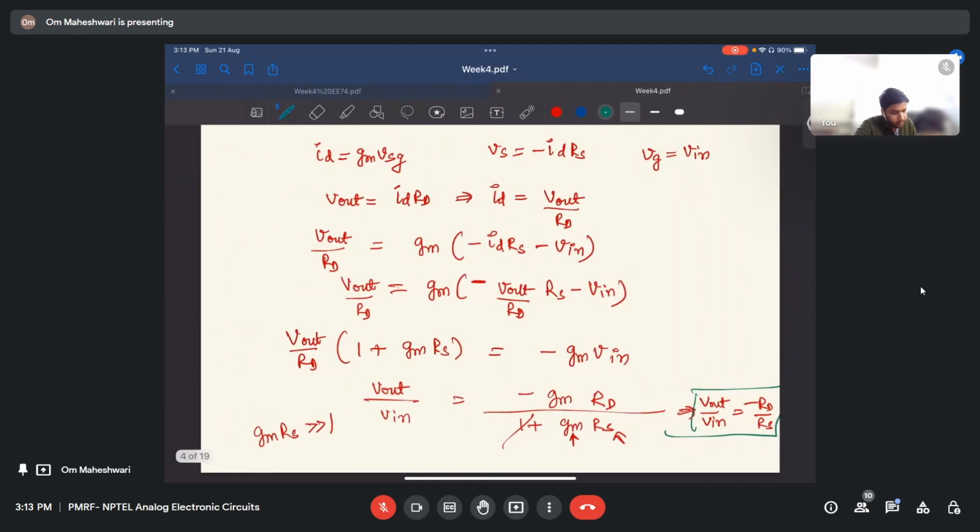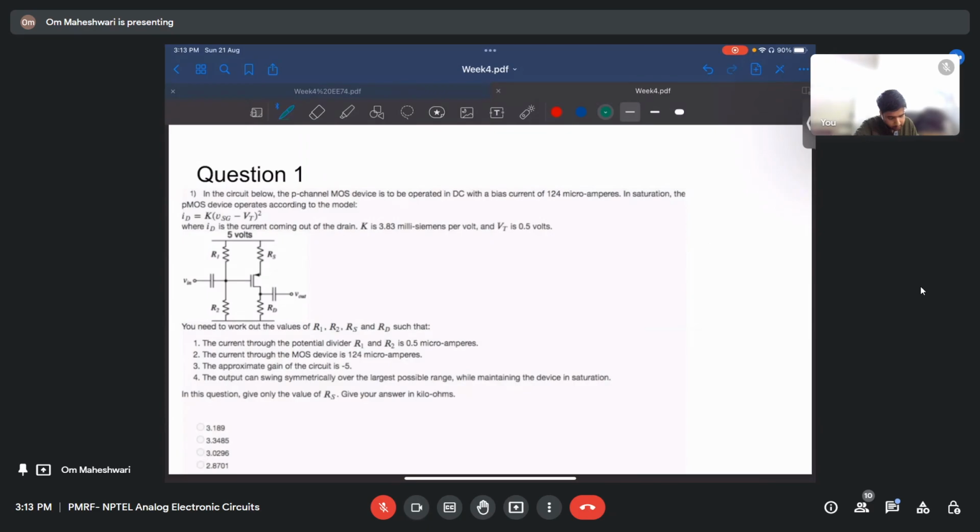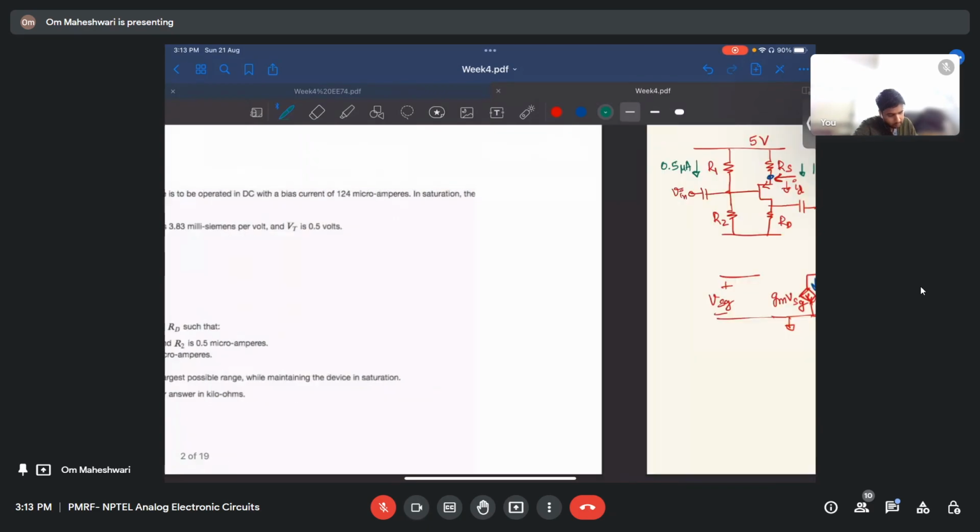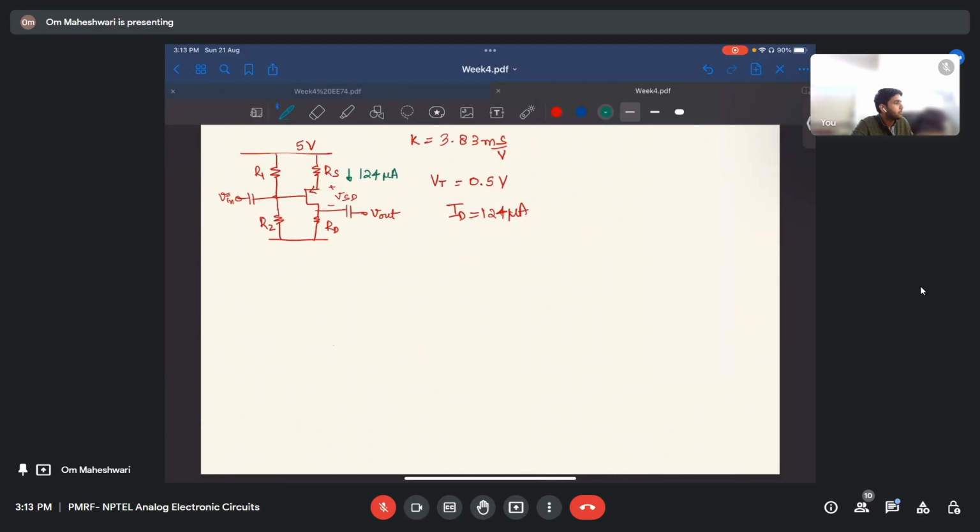Next, once we have found the gain, our original task is to find the value of Rs. So now I've found the gain, and I know this DC current here. So let us try to put KVL here. So 5 minus ID Rs. Now I'm solving for DC, right?